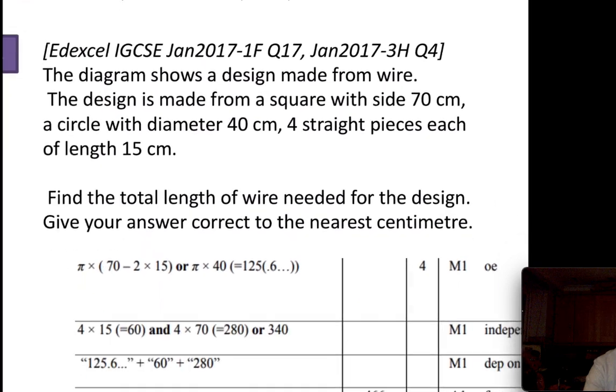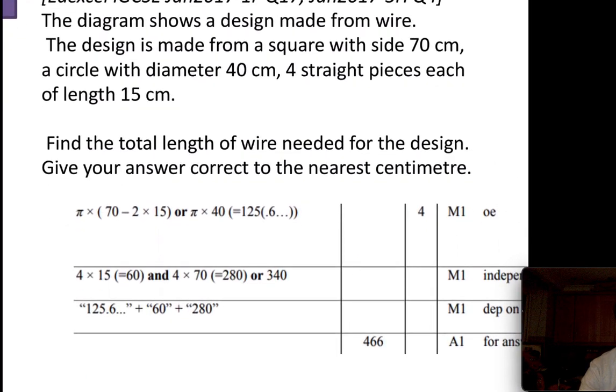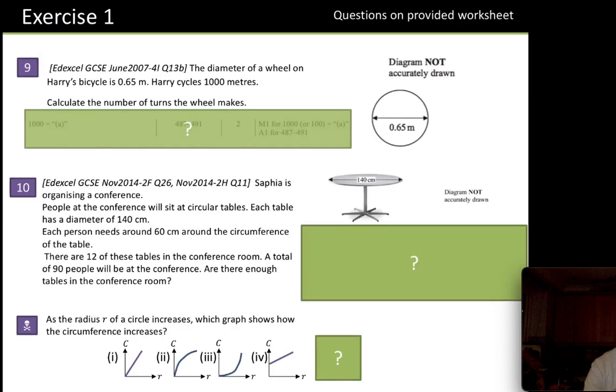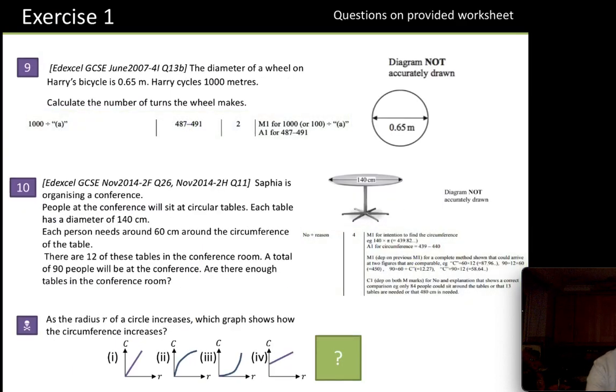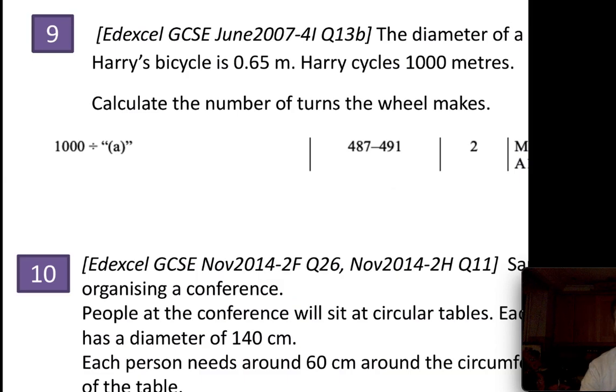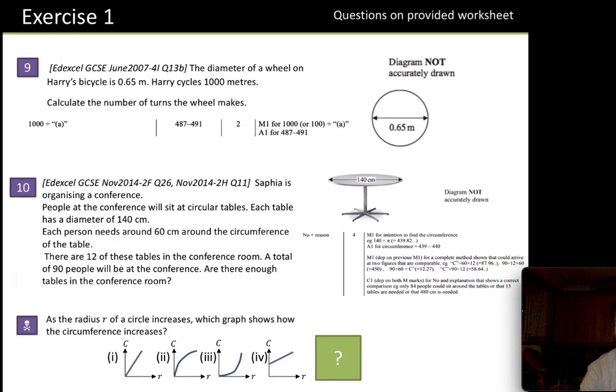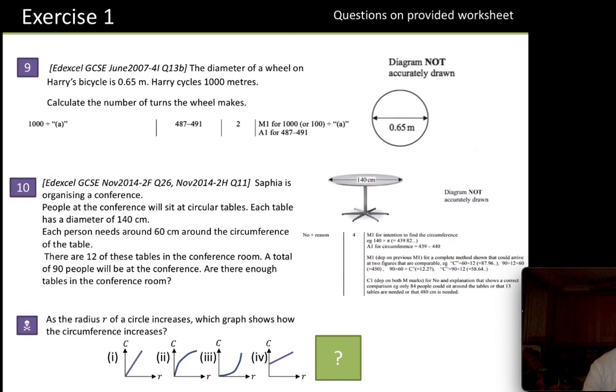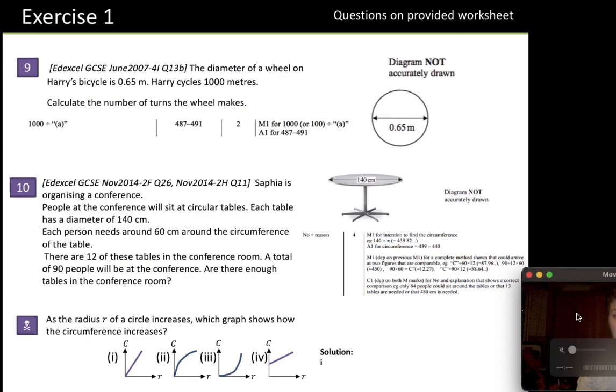So this is 28.27, and this one is 466. And the final slide, we should get an answer of 487 to 491, so you've got a bit of a range. For this one, you should get 4, and for the final bit, the solution is I. So that is everything to do with the circumference.